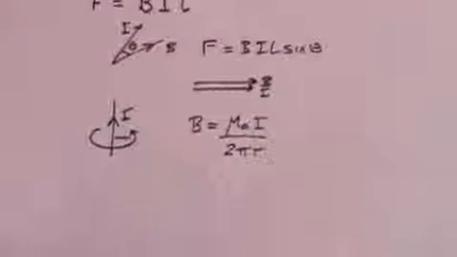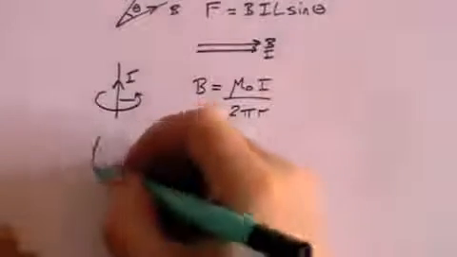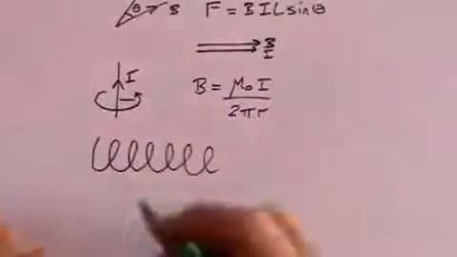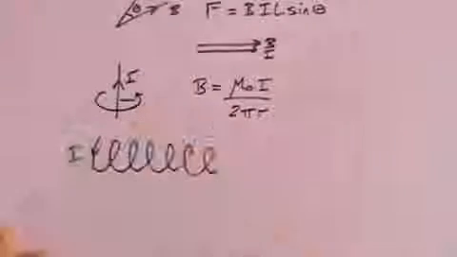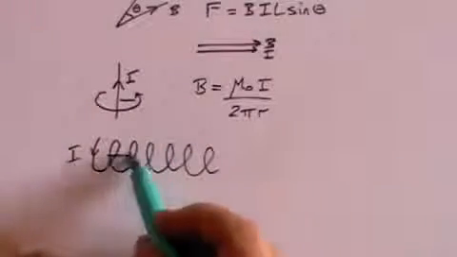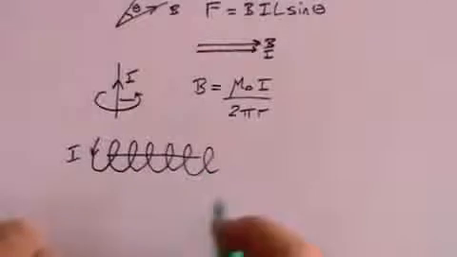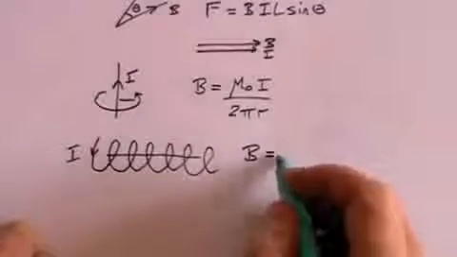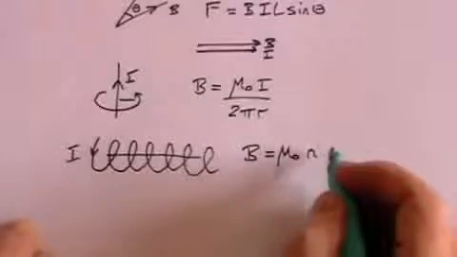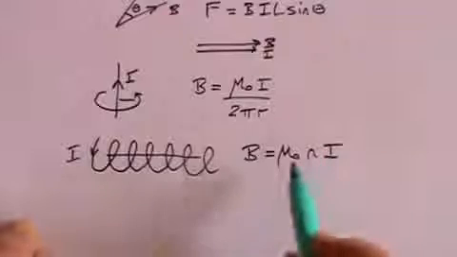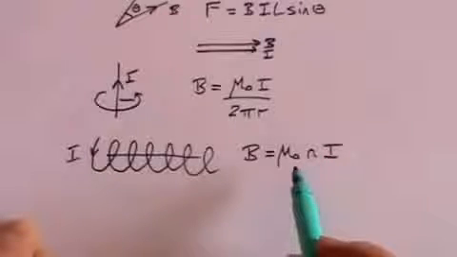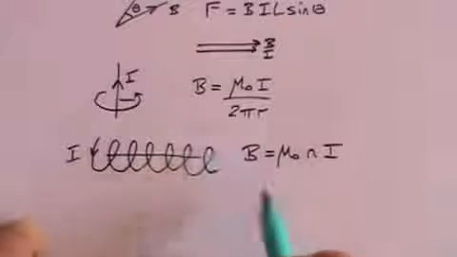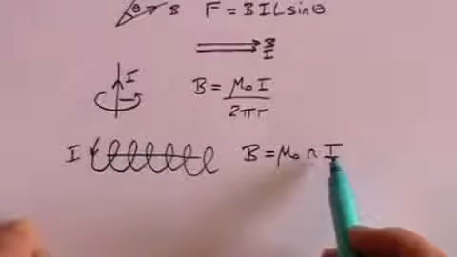A solenoid is a coil of wire through which a current passes. And the magnetic field inside the solenoid is again given by experimental observation to be mu naught times n times I, where mu naught is once again the permeability of free space, n is the number of turns in the wire, and I is the current.